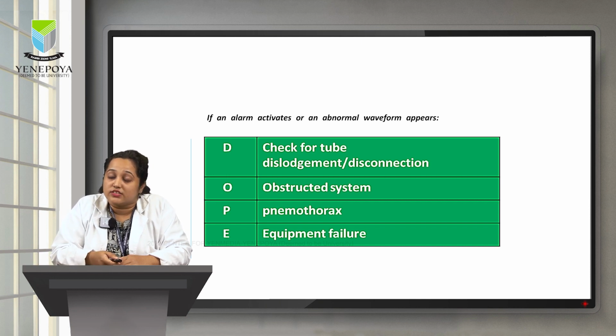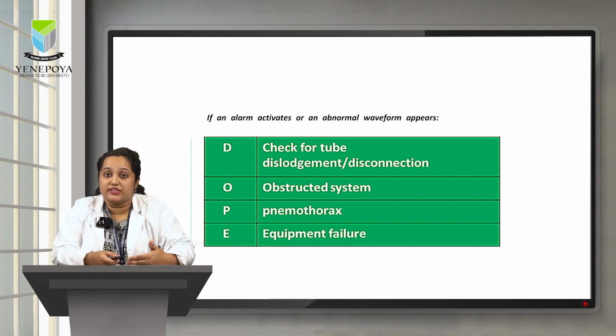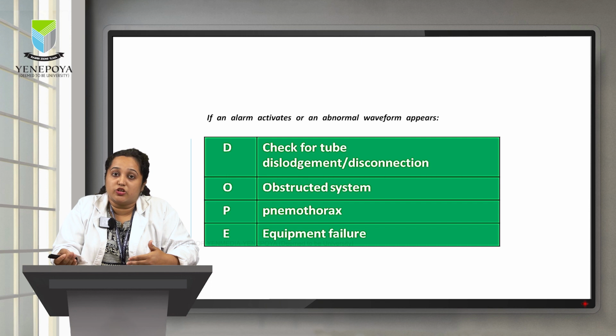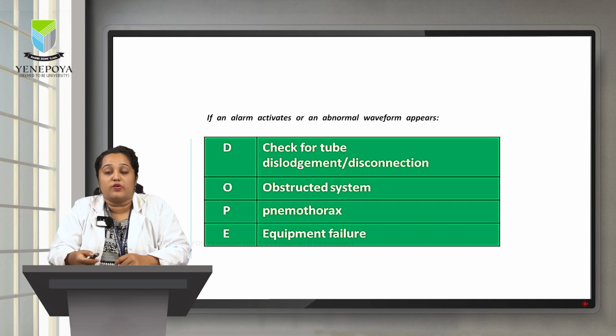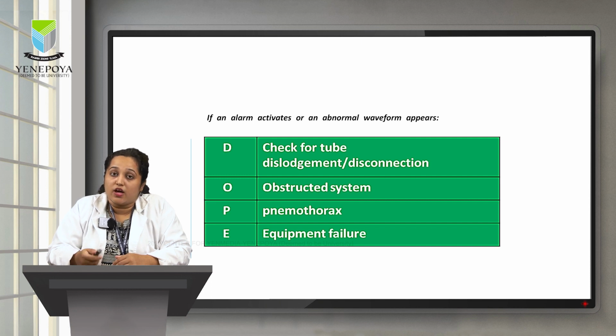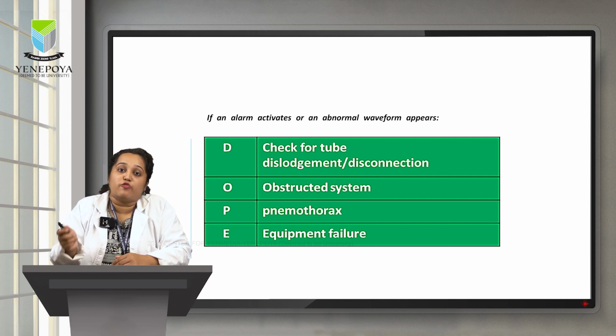And E, the last one, is equipment failure. So equipment failure is when you have done all of these things, immediately disconnect your patient from the ventilator and manually bag the patient. Meanwhile, your other colleague has to determine what is wrong with the ventilator, so that you can calibrate the ventilator once more and check if everything is proper, or otherwise the last resort is to change the ventilator.